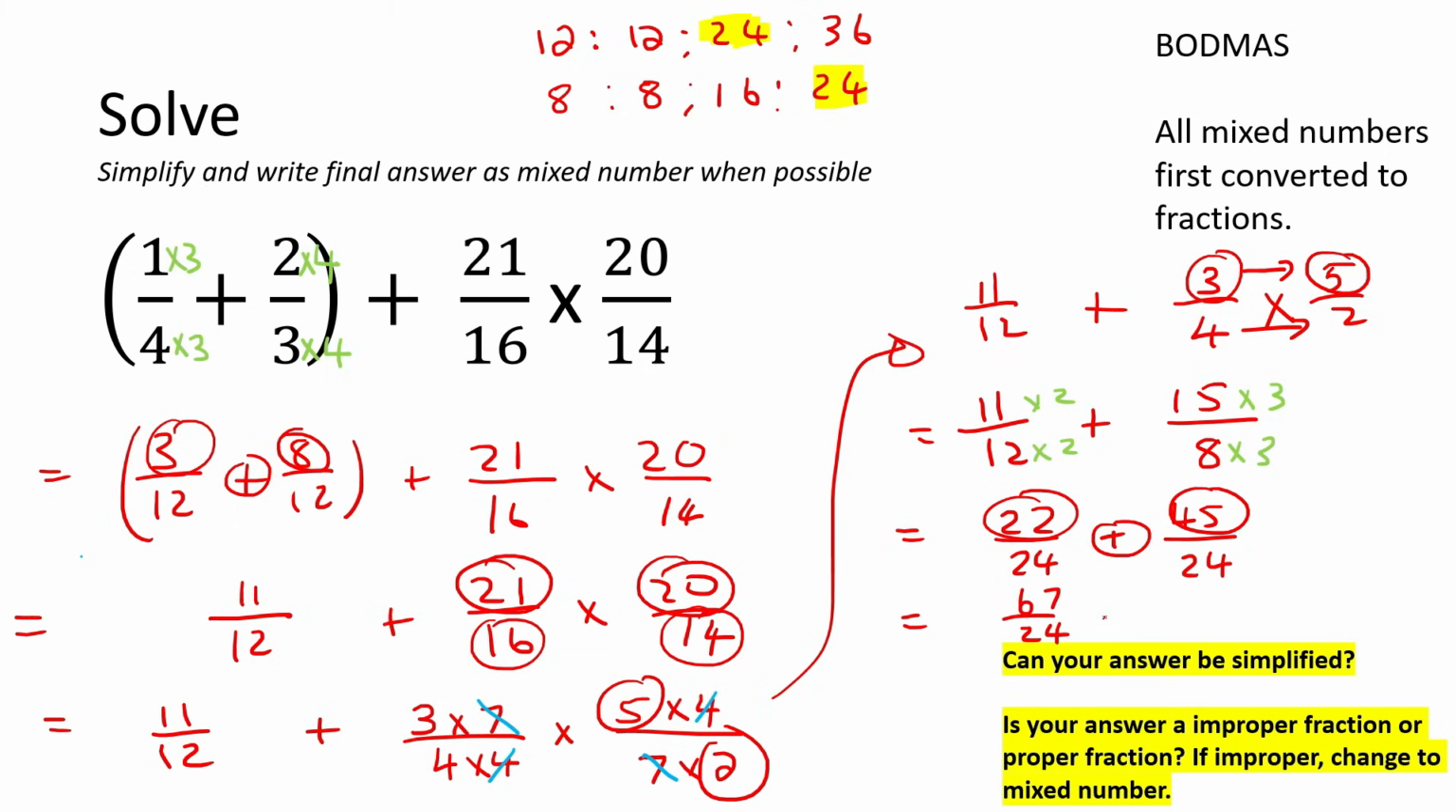Okay, but now is this a mixed number? Well, is this an improper fraction? Yes, it is, because the number at the top is bigger than the number at the bottom. So we need to change it to a mixed number. That's usually what your teacher's going to ask. So it's easy. How many times can the number 24 fit inside 67? Well, if you count in 24s, it goes 24, 48, 72. Okay, so 72 is a little bit too far because we only want to go for 67.